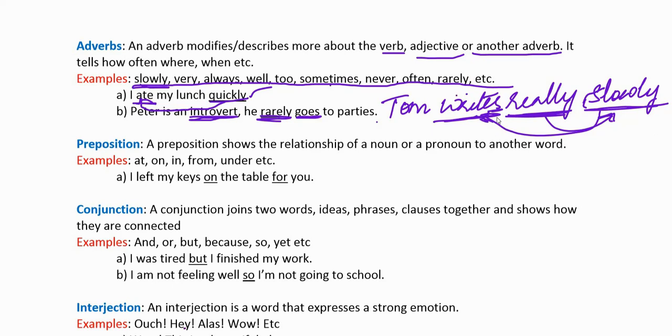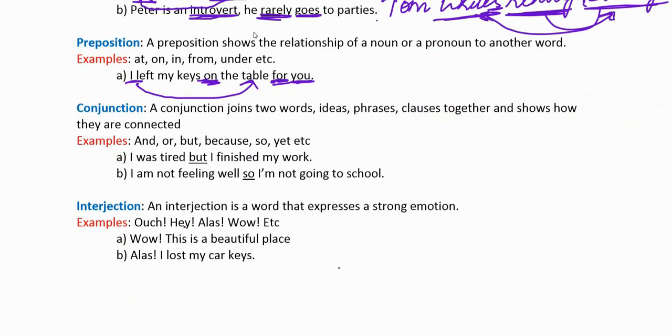Alright. Moving on to the next. Now let us look at prepositions. A preposition shows the relationship of a noun or a pronoun to another word. Look at the examples here: at, on, in, from, under, etc. Here in this example, the prepositions are on and for. What are these prepositions doing here in the sentence? They are linking the pronoun I with the table and also the pronoun you with the entire sentence.